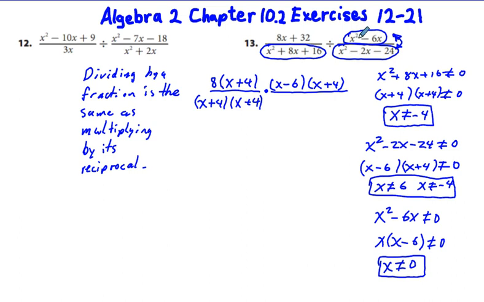And then we take the numerator of the second expression, which is going to be the denominator when we turn the thing upside down or take its reciprocal. We have x times quantity x minus 6. So now we can just go about canceling things. We have x plus 4 over x plus 4, they cancel. x minus 6 over x minus 6, and x plus 4 over x plus 4. And what we have left here is 8 over x.